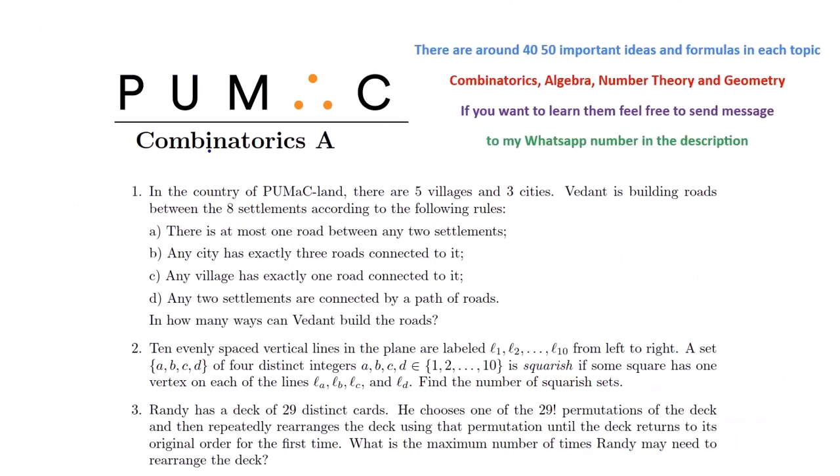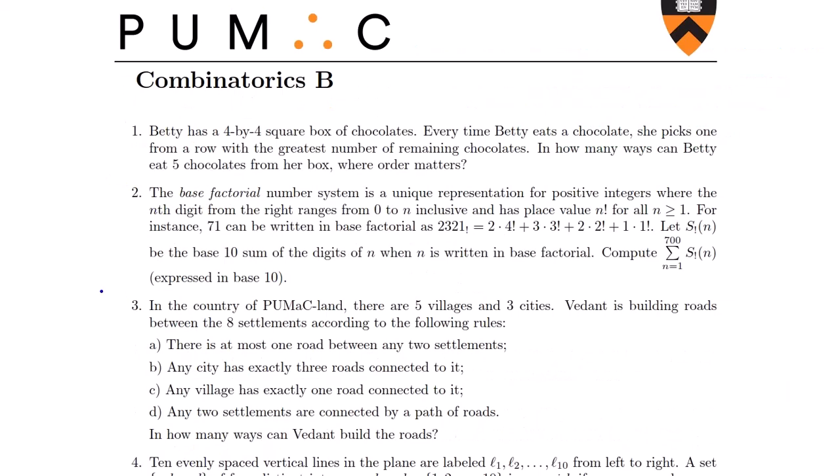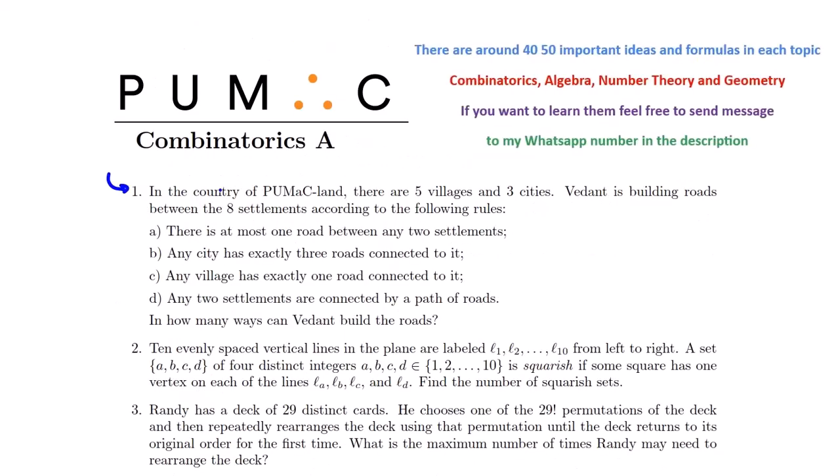Okay. Now, combinatorics part, first problem of combinatorics division A is equal to the third problem of combinatorics division B. Let's try this one. Both of them are the same. Let's try one problem. Try this problem first on your own.